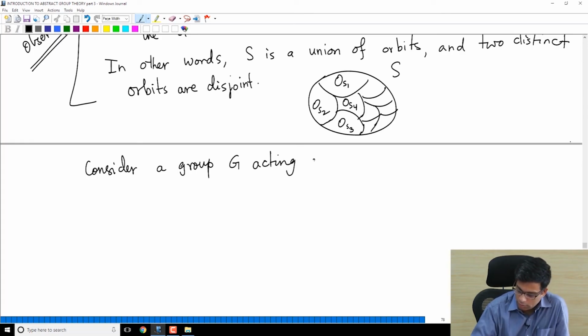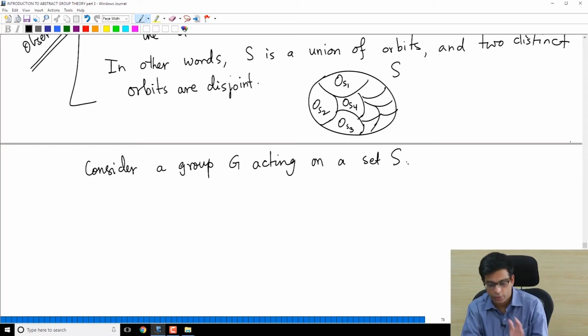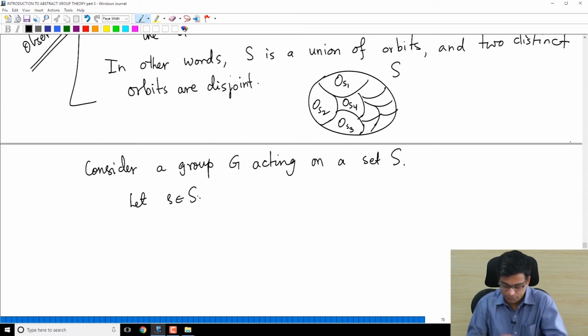acting on a set S. Again let me repeat for you, G is a group acting on a set S. So G is an abstract group, it can be any group, and S is just a set. Even when S is equal to the group itself, it is really just a set. Okay, so let us fix a small s in capital S.